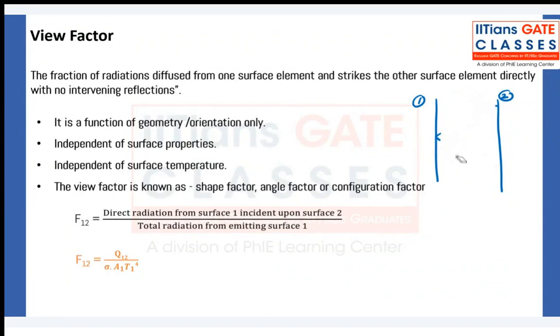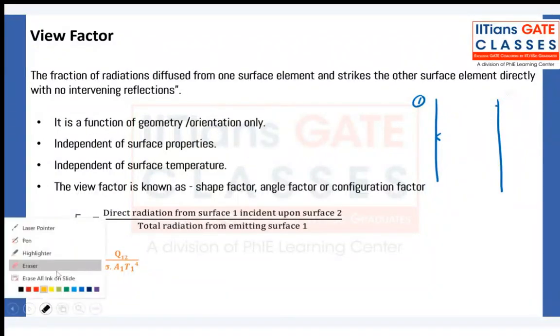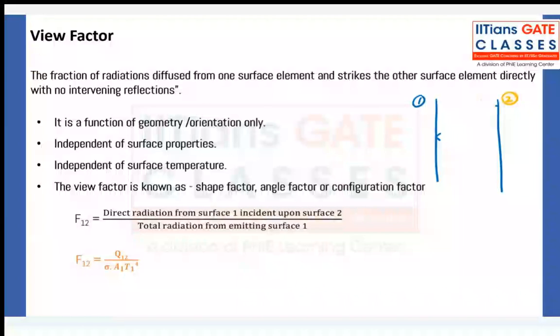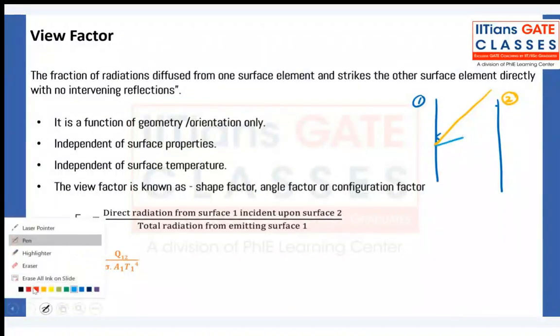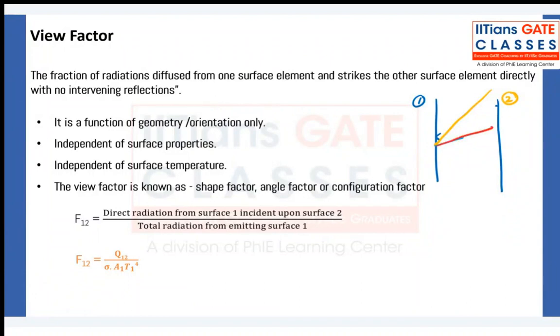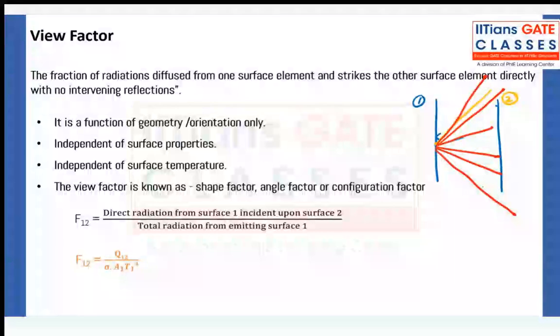Let's say something is coming here. Now some part may be absorbed, but some part may fall here, some part may go like this, some part will fall here, some part will fall here, some part may go like this, right? So whatever is incident here, only this fraction is called the view factor. Is it clear?